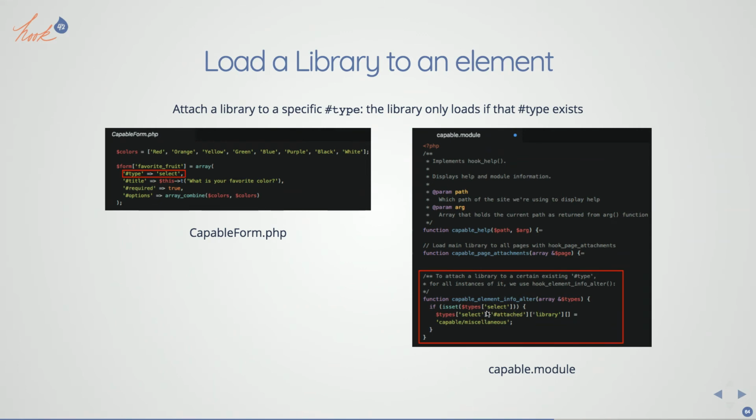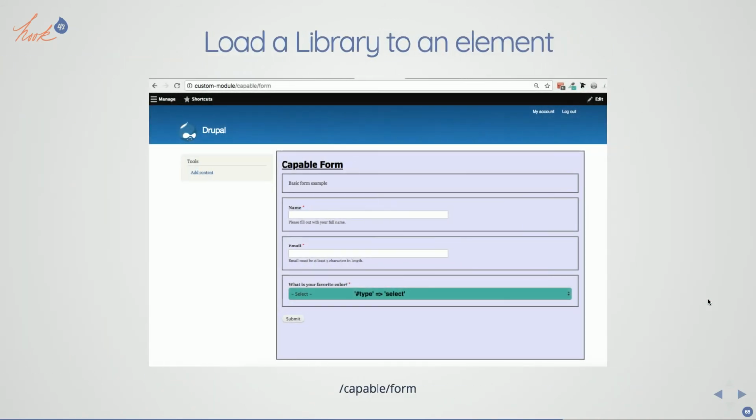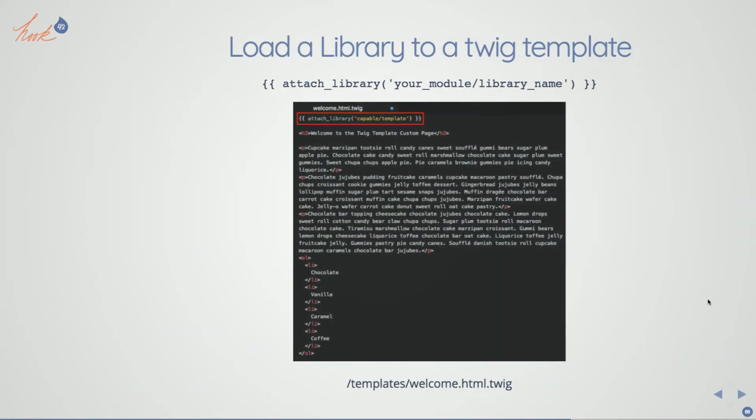And then when it finds select, it's going to attach that library to that type. And it's just so beautiful, you guys. It's wonderful. So that's attaching that to the select type, and if that type doesn't exist on the page that the user is going to, that library won't load, so it's good for performance.